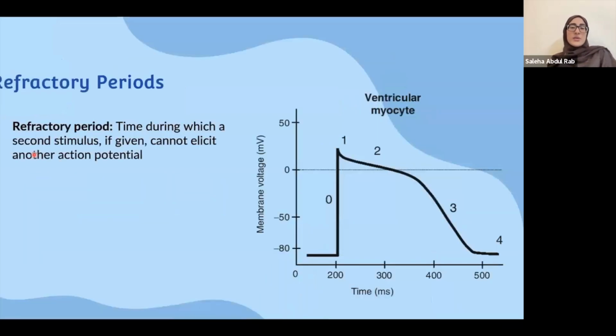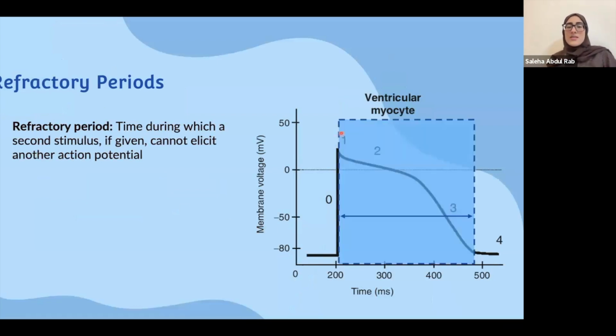Okay, so coming to the refractory period. The refractory period is a time during which if a second stimulus were to come, it would not be able to elicit or initiate another action potential. So what does that mean? This is the refractory period. If a new impulse comes anytime during this refractory period, a new action potential cannot occur. So let's say the existing action potential is now here, okay? Let's say another impulse came over here, like this, at like 300 milliseconds. It would not be able to cause a new action potential to occur because it's still in its refractory period.